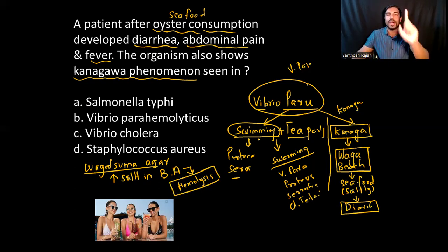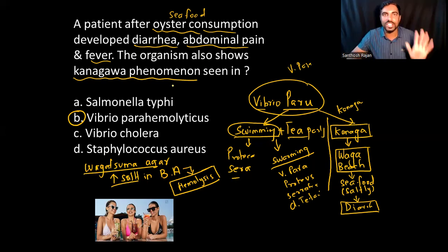Vibrio Paru goes along with her friend Kanaga to which beach? Vaga Beach, that is Wagatsuma agar, where the salt content is very high. And she ends up with diarrhea. So Wagatsuma agar means increased salt in the blood agar, so you can see proper hemolysis. That phenomenon is called Kanagawa. This story is for understanding, but in short, just remember it without wasting any time.